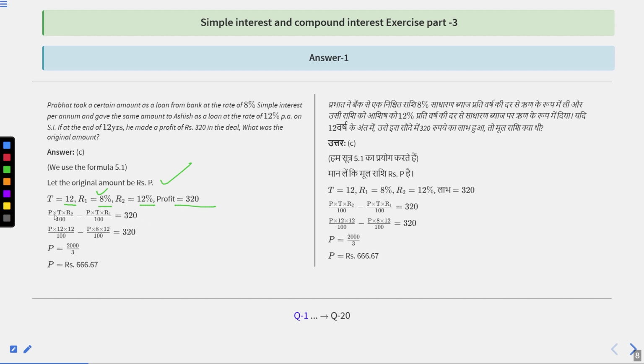We let the original amount be P. Now we have the time for the second person, 12% per annum for 12 years. So P into 12 into 12 upon 100 minus P into 8 into 12 upon 100, and the difference between them is 320. It is given in the question. When we calculate it, we get P equals 2000 upon 3, which is 666.67 rupees. So C is the correct answer.